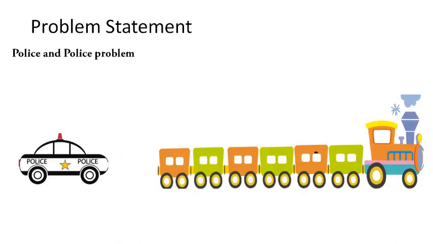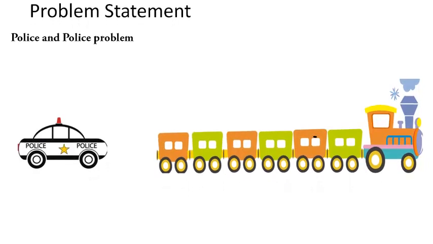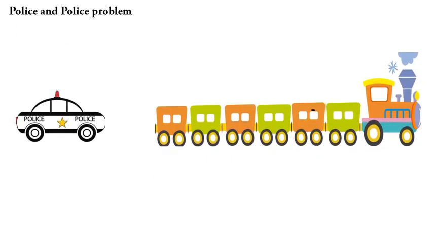Okay, so as we start every lecture with a problem statement, the aim of this problem statement is just to give you the feel of what you're going to learn in this lecture and what you'll be able to do once you learn this lecture correctly and in a proper way. So let's talk about this problem statement. This is the police and police problem. You have heard of the police and thief problem. What is this police and police problem?